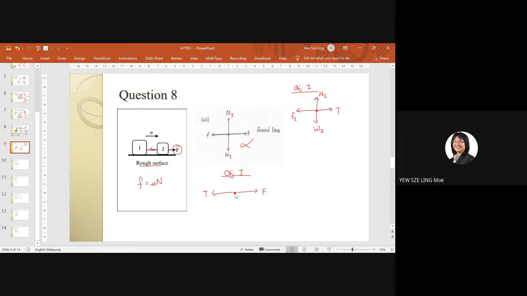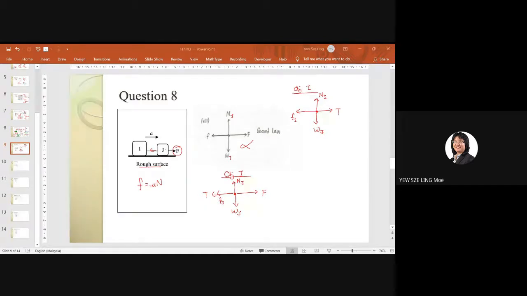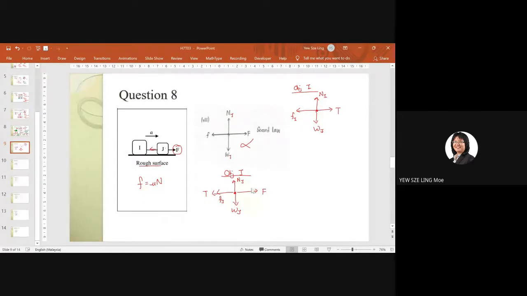Object J is an object, and again, every object comes with a weight, so a Wj. And then you have N going up, Nj. Now again, it is being placed on the rough surface, therefore I have Fj. So basically object J has 5 forces. Make sure you have all of them correct.